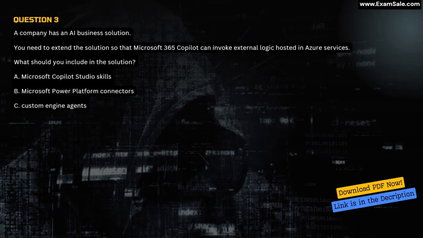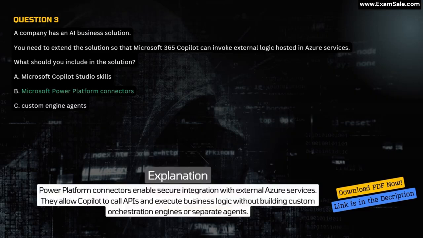A. Microsoft Copilot Studio skills. B. Microsoft Power Platform connectors. C. Custom engine agents. Correct answer B. Microsoft Power Platform connectors. Explanation. Power Platform connectors enable secure integration with external Azure services. They allow Copilot to call APIs and execute business logic without building custom orchestration engines or separate agents.